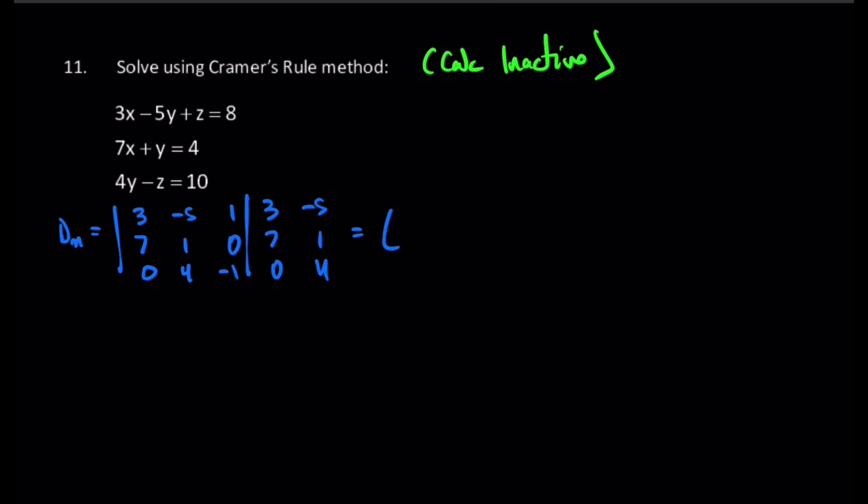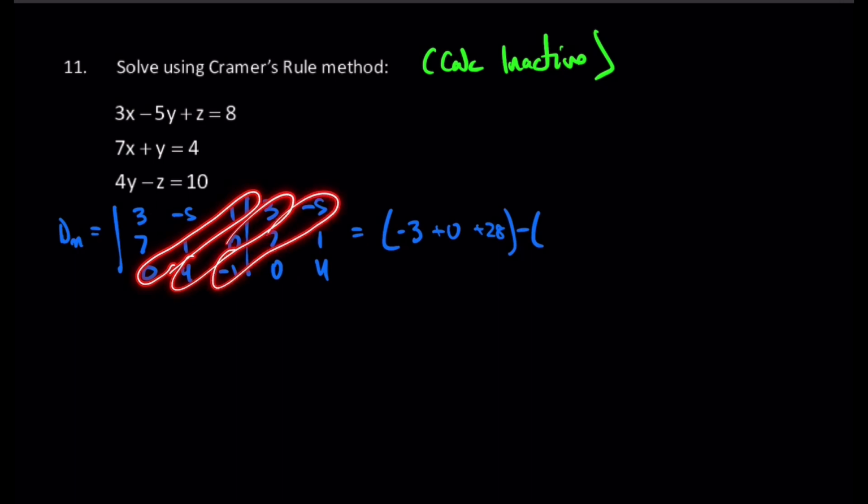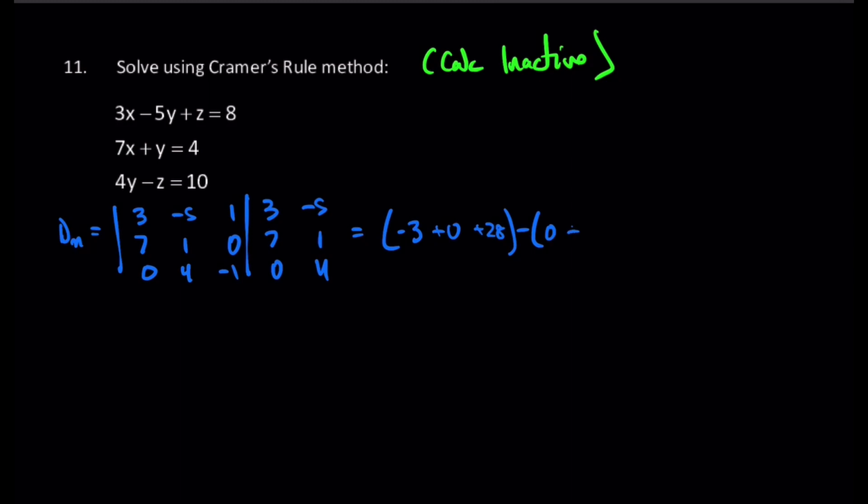Okay, so 3 times 1 times -1 is -3. 5 times 0, that's going to be a 0. 1 times 7 times 4, it's 28. Minus, now we do the uphill diagonals. So that's going to be 0. As soon as I see a 0, it's a 0. 4 times 0, that's going to be a 0. -1 times 7 times -5, that's going to be 35. So -3 and 28 is 25 minus 35, that's -10. I am confident in that result.